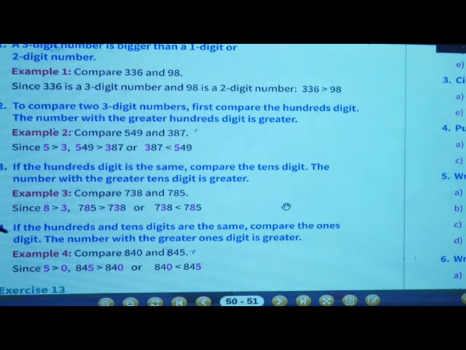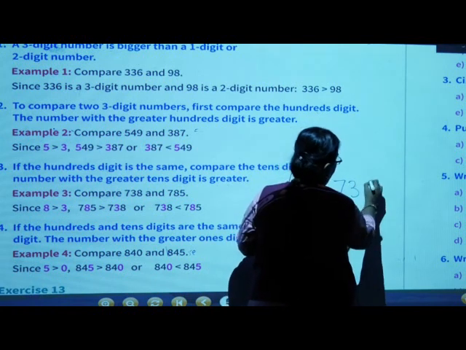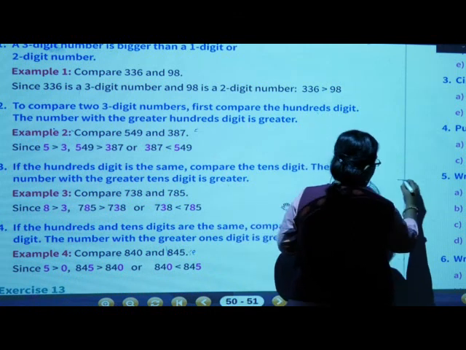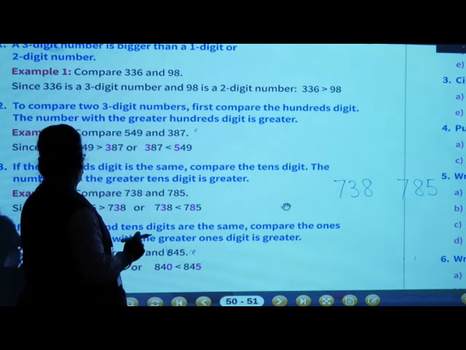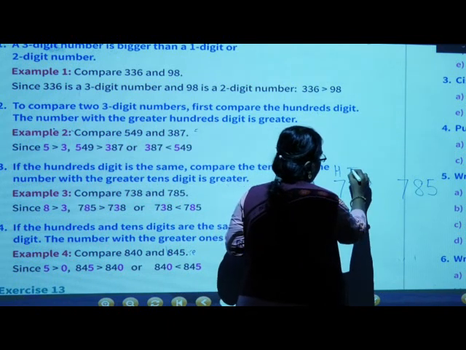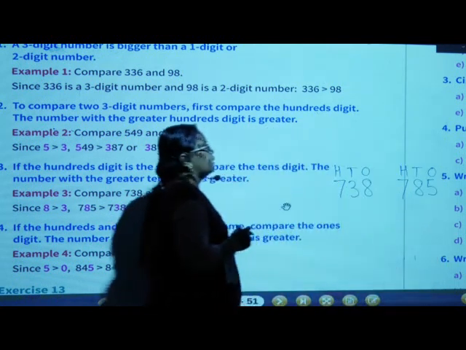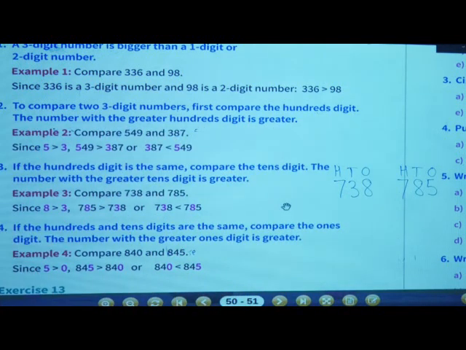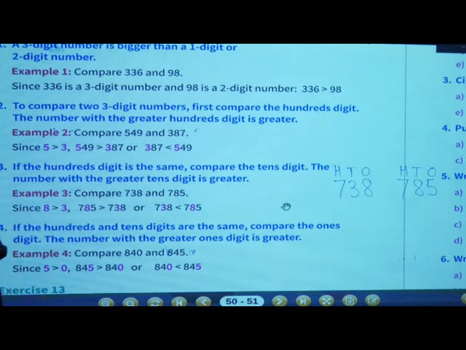See here. For example, 739 and 785. So what do you want to do here? You want to take the tens number. Now this is hundreds, this is tens, this is ones. Hundreds, tens and ones. Okay, so in this way you can see here the tens digit.